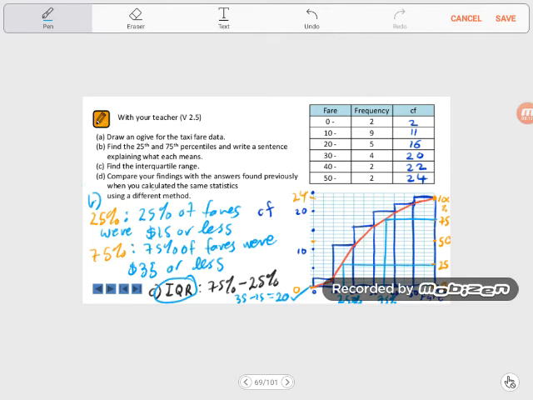Now, you're asked to compare your findings with answers found previously. We can do that in class. I think that would probably involve either using the stem and leaf plot or the calculator, but we'll visit that together in class and have a go at that comparison.